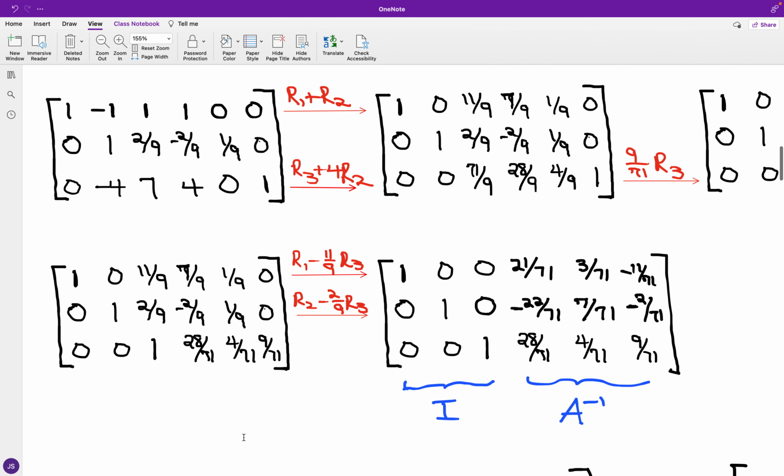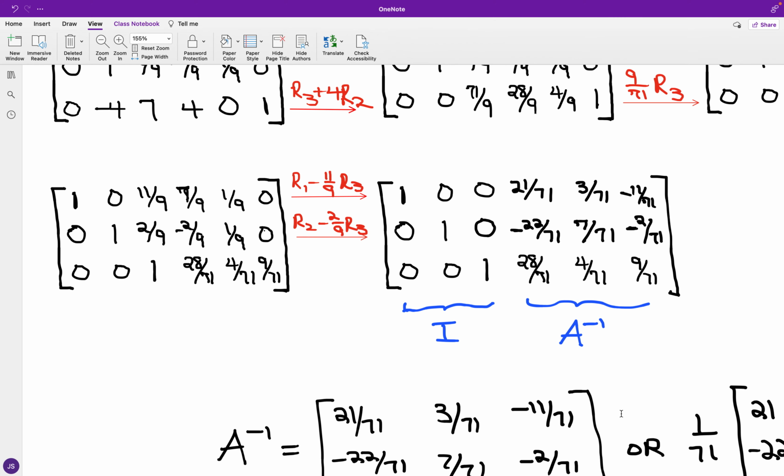In the process, the top row is changed over to 1, 0, 0, then I have 21 over 71, 3 over 71, and negative 11 over 71. For the middle row I have 0, 1, 0, then I have negative 22 over 71, 7 over 71, and negative 2 over 71. And notice, we have the resulting reduced row echelon form. On the left, we have the developed identity matrix, and the 4th, 5th, and 6th columns make up their own matrix, which is the inverse of matrix A.